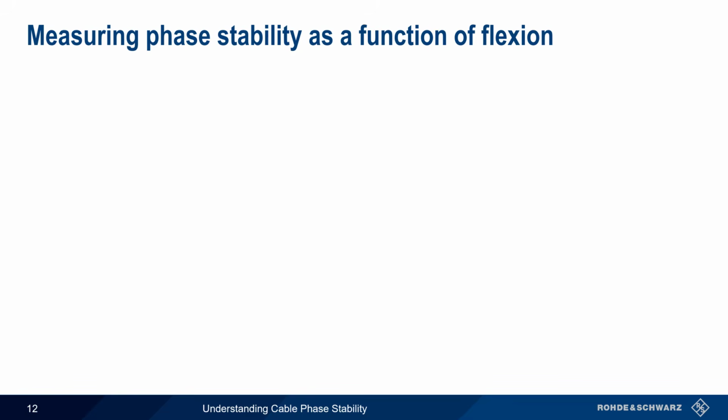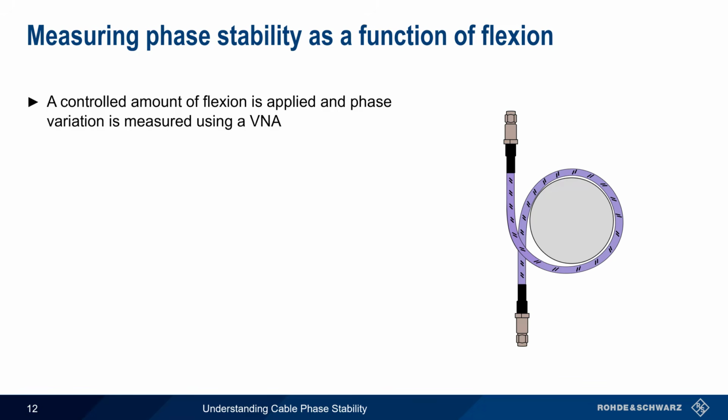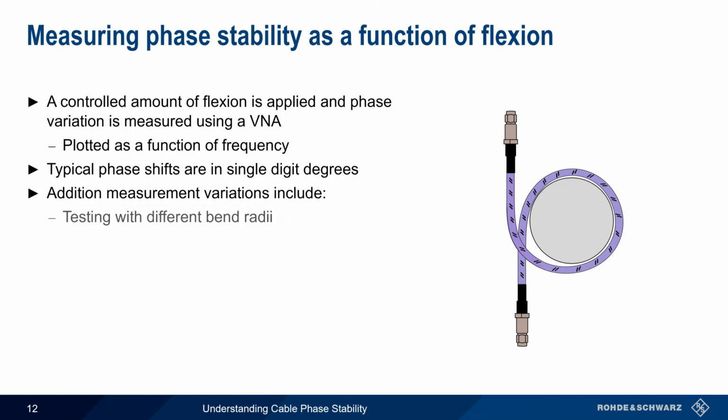Next, let's look at how to measure cable phase stability as a function of flexion or bending. At a high level, this is done by creating a known or controlled amount of flexion and then measuring the variation using a VNA. We'll go into much more detail on this shortly. Results are plotted as phase shift as a function of frequency, and typically phase shift is on the order of single-digit degrees. There are also several variations in how these tests can be performed. For example, the test may be repeated with different bend radii. The effect of repeated bending can also be investigated.